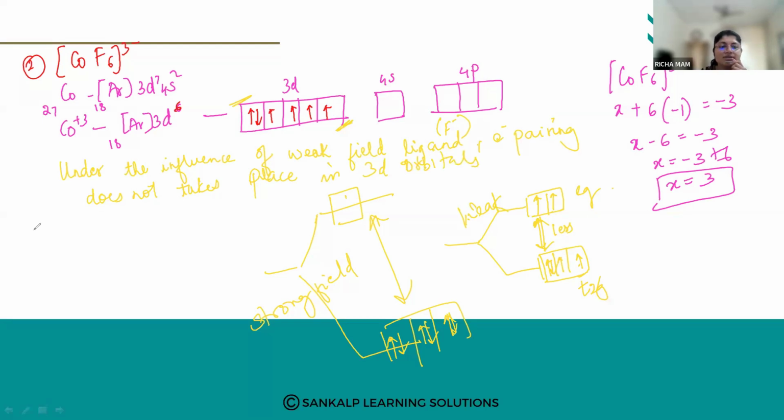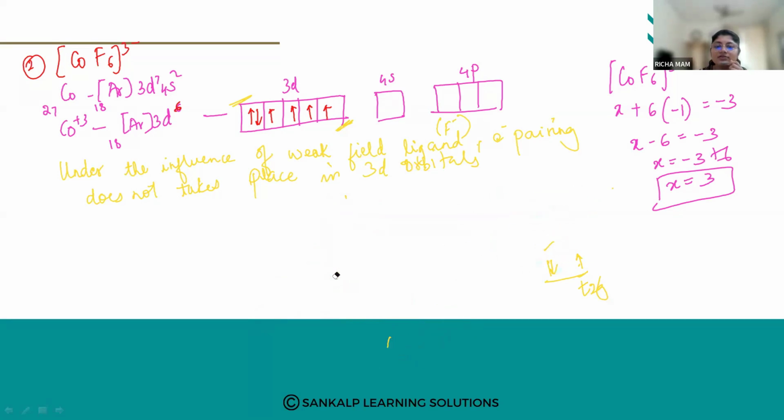Thus, what will happen? For fluorine we have to make use of outer d orbitals. So we are going to use the outer d orbital. So let us see.